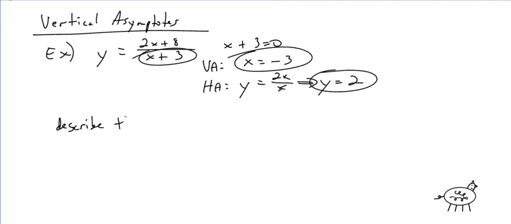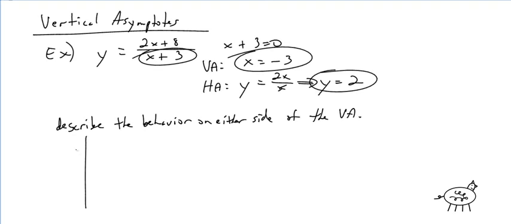So for this problem, I want to describe the behavior on either side of the vertical asymptote. Again, not a bad idea is to plot some points, and your vertical asymptote is at negative 3. So that's kind of like a base point, like my center point here.